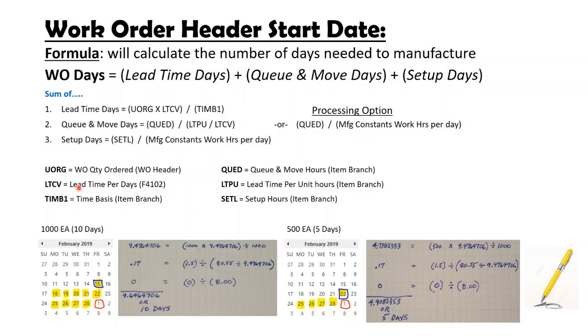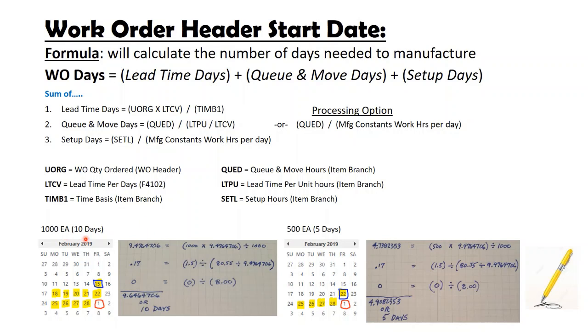LTCV is the lead time conversion factor, or the lead time days value we just discussed, that is stored in the 4102 file. The time basis code from the item branch, queue and move hours, and the lead time per unit hours, and then setup hours. To calculate lead time days, it's the work order quantity times the lead time per hour days.